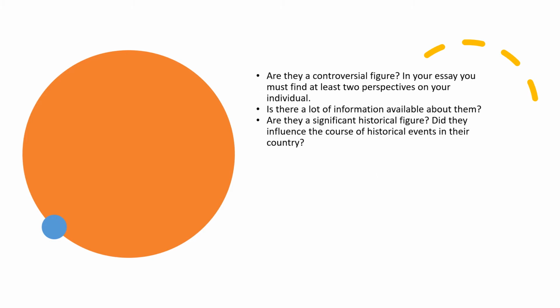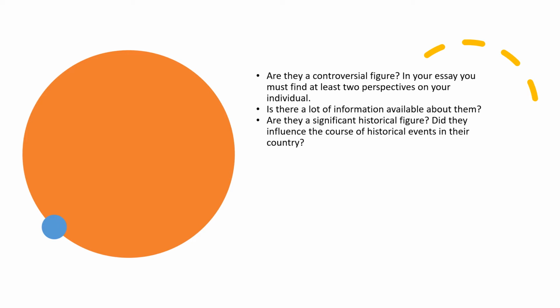So some questions you should ask yourself when you choose somebody: are they a controversial figure? In your essay, you must find at least two perspectives on your individual. Now, the perspectives don't have to be all good or bad. They could be just different ideas about the individual's importance or how they handled an issue.